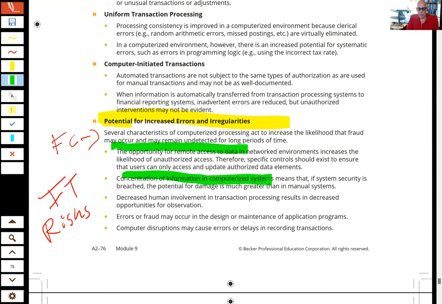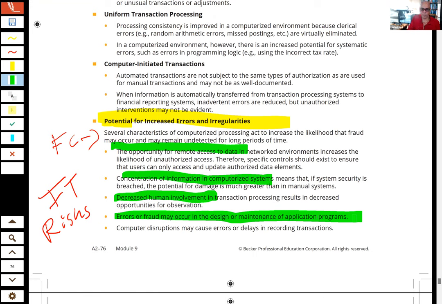Once they break into your system, they're into everything, as opposed to having to physically break into one location where certain records are. Decreased human involvement, okay? This can be a real problem in that a transaction seems to be authorized, no human being is actually looking at that, and then the transaction continues to perpetuate with no intervention from a human. There could be error in design or maintenance of programs. So maybe the program design has a flaw, and now instead of one transaction having a problem, every transaction has a problem because the program was flawed.